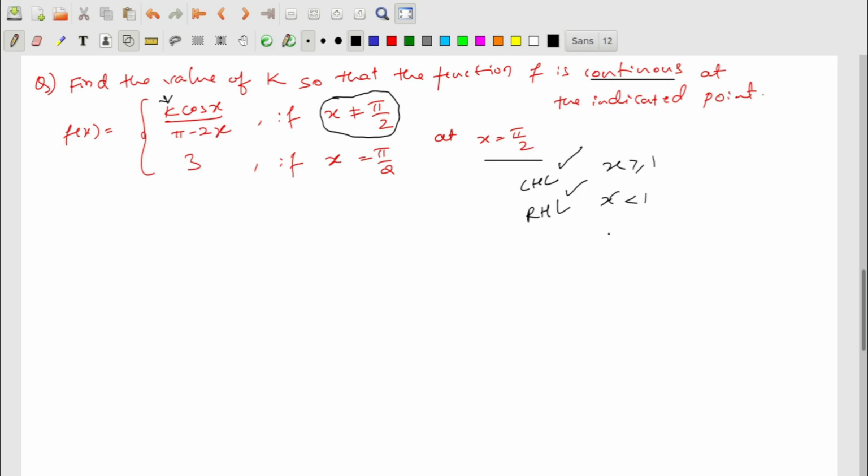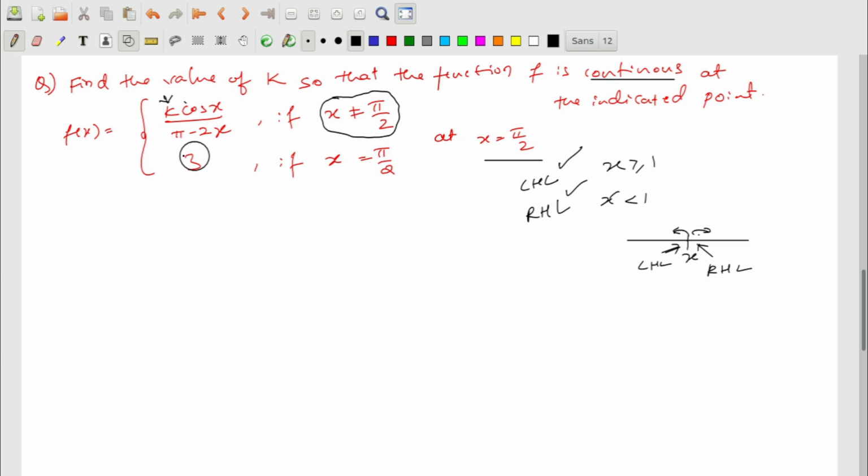What does it mean? So here, if x is not equal to pi by 2, that is, if you approach this x from the left hand side or right hand side, that is if x is less than pi by 2 or if x is greater than pi by 2, then the value of the function is k cos x divided by pi minus 2x. If the value of x is pi by 2, then the value of the function is 3, right?